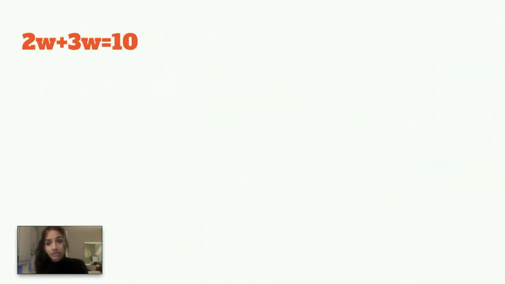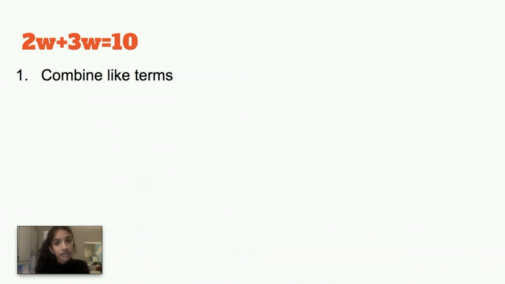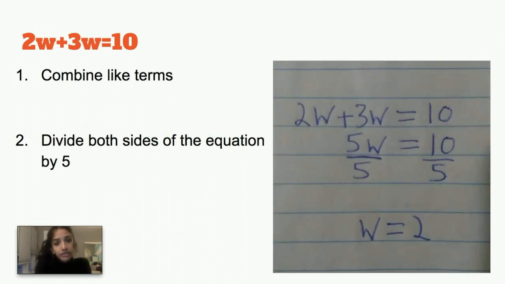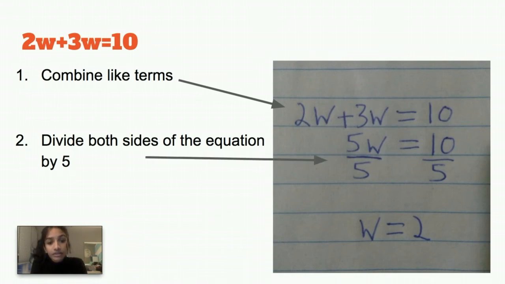2w plus 3w is equal to 10. In this case, our first step is to combine like terms. Then our second step would be to divide. So here's the work. 2w plus 3w is equal to 10. Our first step is to combine like terms, so we do that, and we get 5w is equal to 10. Then we divide both sides of the equation by 5. That's over here. And we have 5w divided by 5 is equal to 10 divided by 5. When we simplify that, we get w is equal to 2.